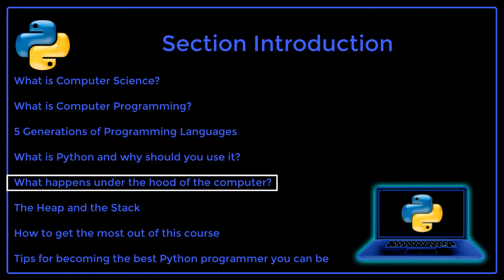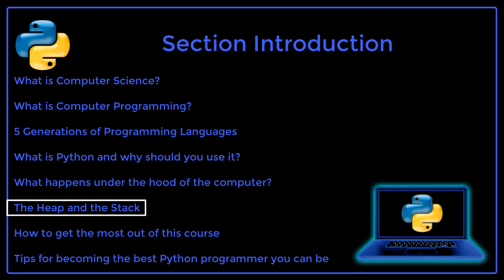After that, we will learn what exactly happens under the hood of a computer when running the program. What steps does the computer perform as it runs a program? And what does this mean for developers creating computer programs? Then we will learn about the 2 main memory locations in a computer, the heap and the stack. We will learn about the role that each plays in program execution and compare and contrast the two.